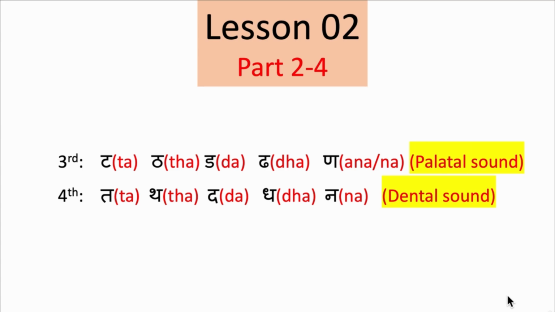As you can see here, the third line is the palatal sound, where we make the pronunciation by hitting the tongue on the palate. Whereas the fourth line is the dental sound, which we produce by touching the tongue with the teeth. Therefore, the third line is called palatal sound, the sound produced from the tongue hitting the palate, and the fourth line is called dental sound, tongue touching the teeth.